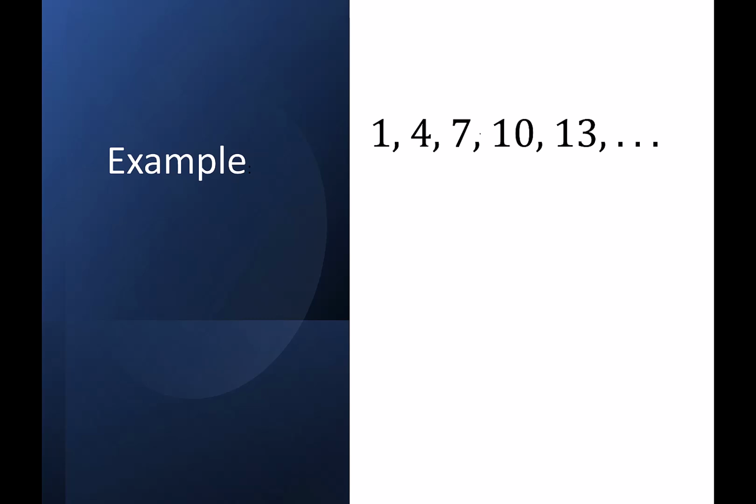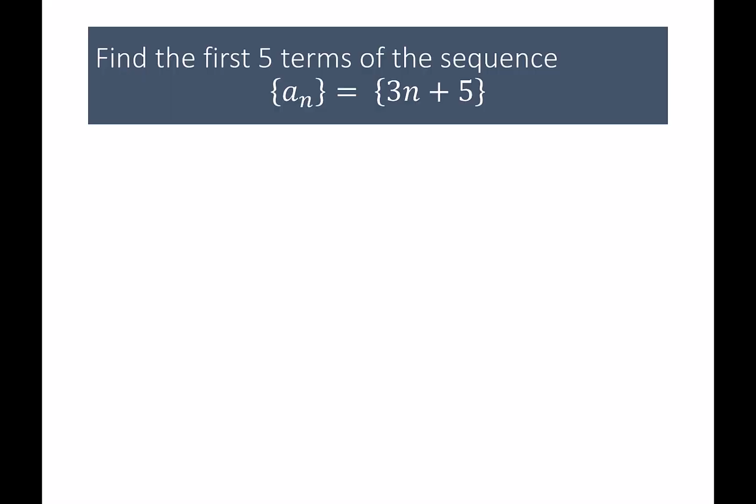So for example, if I had the sequence 1, 4, 7, 10, 13, 1 would be a sub 1, 4 is a sub 2, 7 is a sub 3, 10 is a sub 4, and 13 is a sub 5. This shows us that the index tells us the term's place in the sequence. Let's practice finding terms in a sequence.